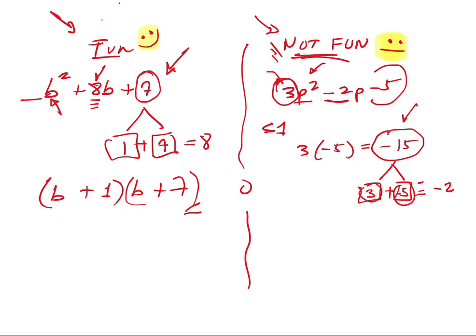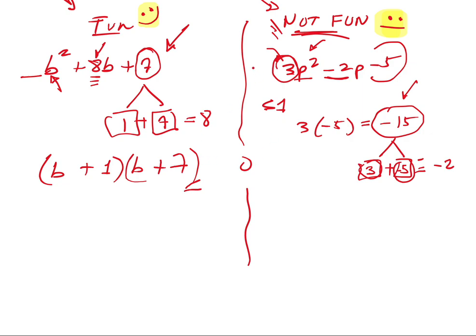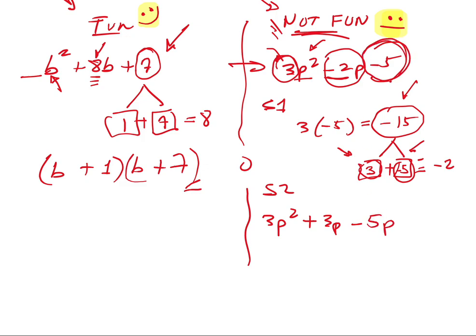So once you found those two numbers, you're going to now rewrite the same expression. So step 2, you're going to write 3p squared. Instead of writing negative 2p, you're going to use these terms to write negative 2p. So in other words, you write plus 3p and minus 5p. And now you write the last term of the original expression, negative 5. So you have 1, 2, 3, 4 terms.